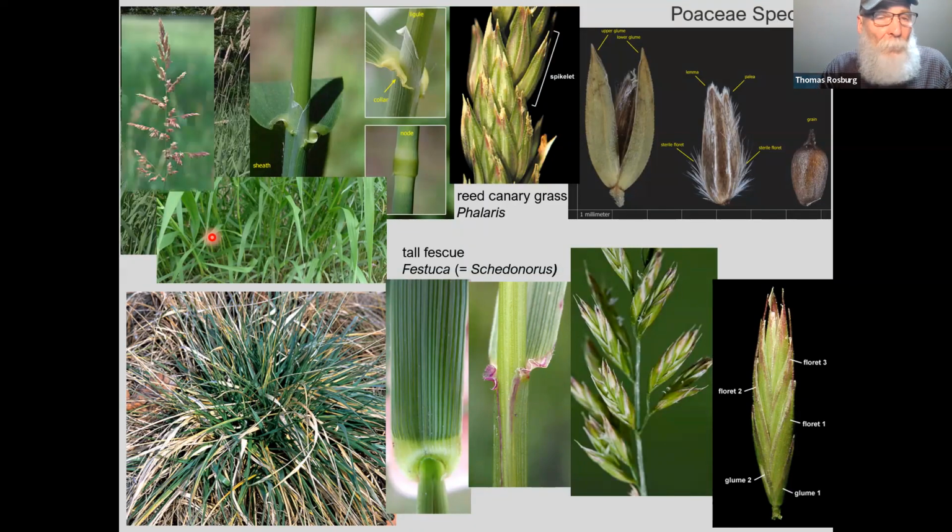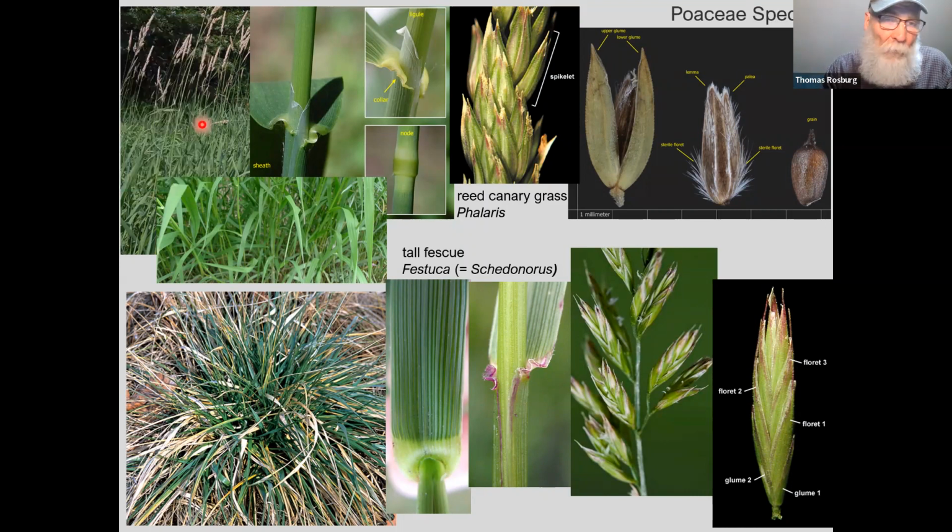Now the inflorescence on reed canary grass is much more open when it starts to bloom. It looks more like this. But when it gets done blooming, then it's more contracted and looks like this. And again, that's when it starts to resemble the flowering inflorescence of Calamagrostis.